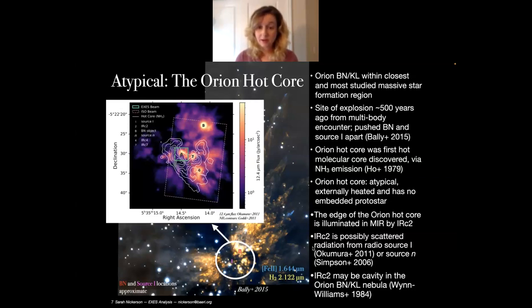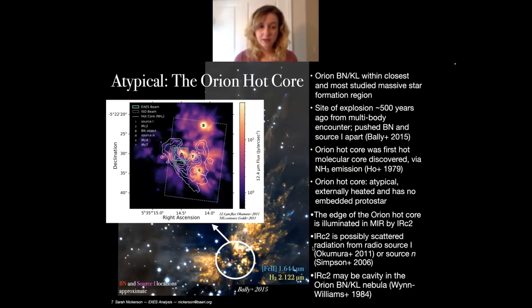And so the Orion hot core itself is very dense, full of a lot of molecules. It's warm, so it follows all the definitions. It's in this high mass star forming region. But studies of the Orion hot core have found that it itself is externally heated, and there doesn't seem to be an embedded protostar within it.